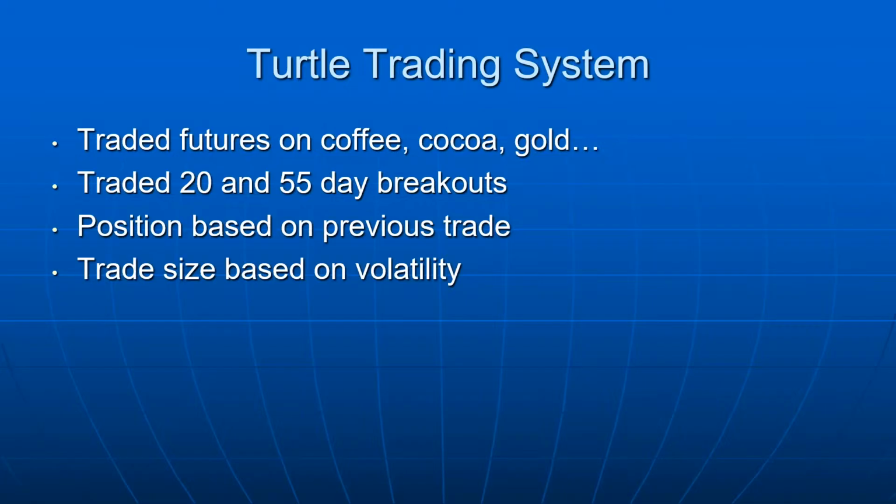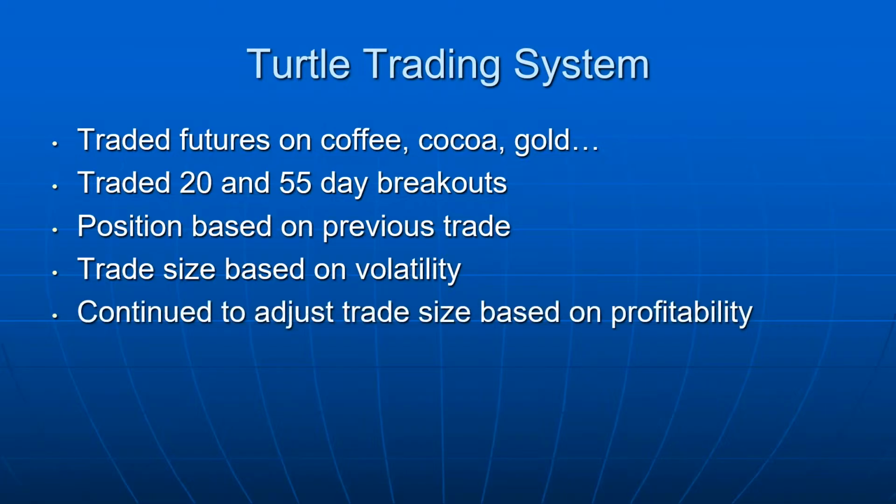And then in addition to that, they also adjusted the trade size based on what was happening. So if they got into the trade and it was profitable, they actually added or pyramided to that position. And then they would start taking away at certain points as well. And in order to adjust this or basically control their risk, they had a couple different risk targets.